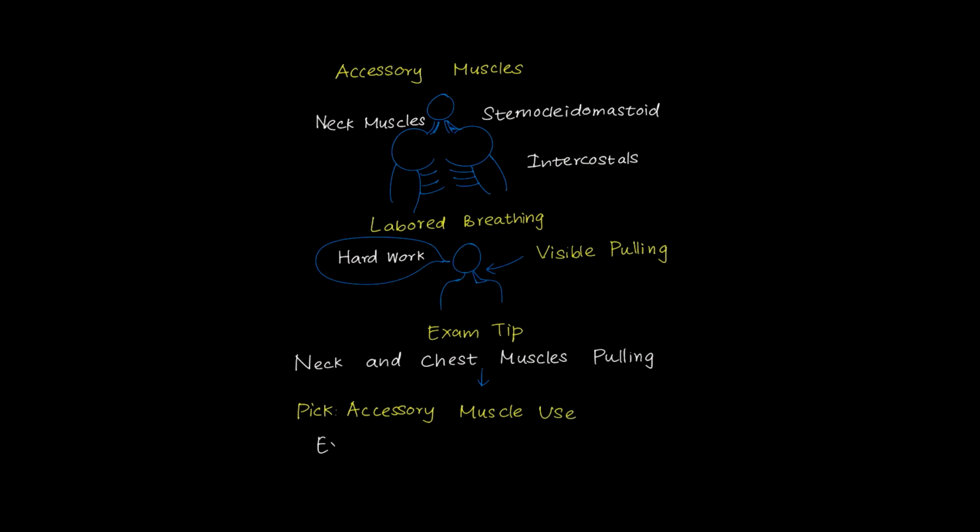Here's a WGU D439 OA exam tip for you. When the stem lists neck muscles, sternocleidomastoid, or intercostals pulling during breathing, pick accessory muscle use. Quick recall hook: extra muscles mean extra work.